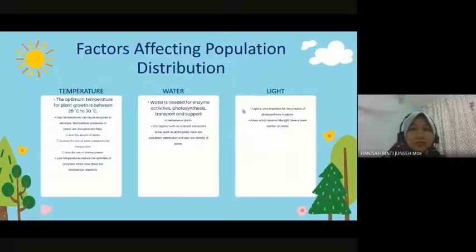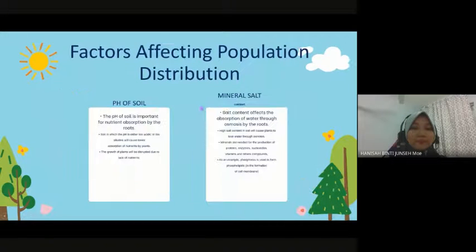Okay, so far we have 3 points. Now we go to the fourth one, pH of soil. So the pH of soil needs to be neutral, because when the pH of the soil is too acidic or too alkaline, it will cause a lower absorption of nutrients. Right? So when there's a lower absorption of nutrients in plants, it will disrupt the growth of the plants, due to lack of nutrients. So plants need a neutral pH of soil.